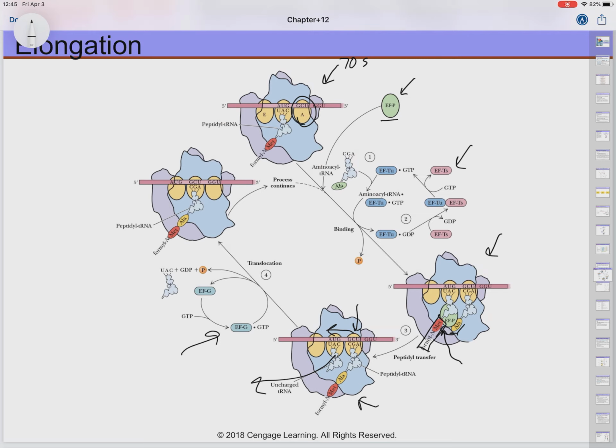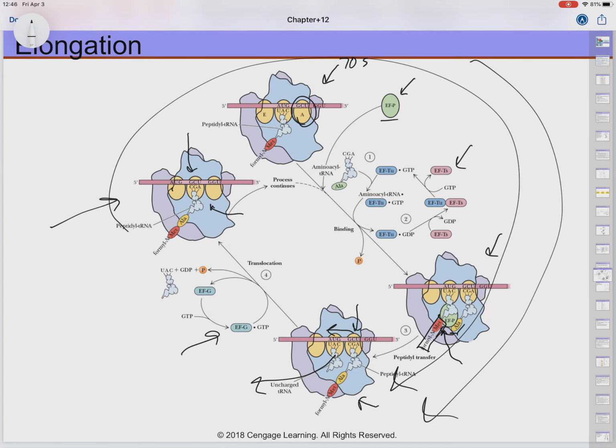Something else that happens is the mRNA gets moved through the ribosome. Okay? And so now we're in this situation. We've got the mRNA lining up with the next codon. We've got the loaded tRNA here on the P site ready to receive another bond. We've got an empty A site ready for another tRNA to come in. And the E site, which previously held that one uncharged tRNA, is now empty. And this process repeats. And then repeats again. And then again.